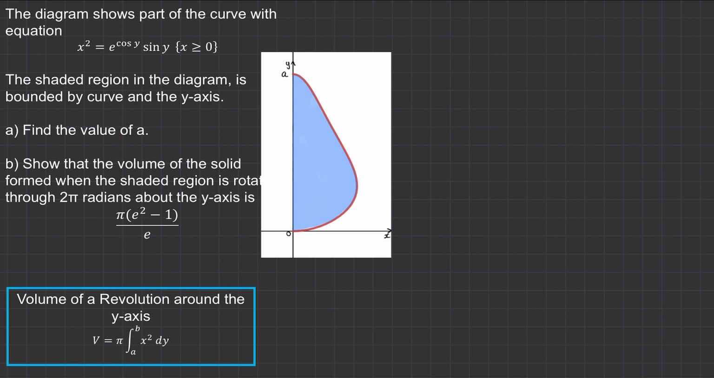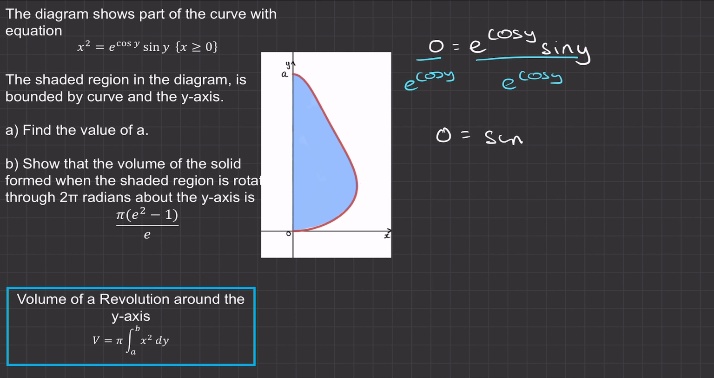So at a, we know that the x value on the y-axis is 0. So we can substitute this 0 into here. So 0 squared is equal to e to the cos y sine y. And now I can divide both sides by e to the cos y. This will make 0 and these two will cancel. So now we've got 0 is equal to sine y.